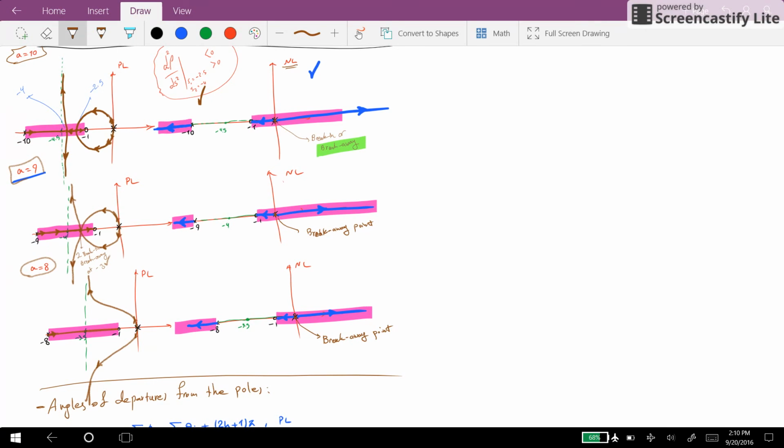And you can see that depending on the location of the third pole, we have quite different results. Here we have a equal to 10, in which we had one breakaway and one break-in point close to each other. This is for a equal to 9, and here we don't have any break-in or breakaway point other than the one at the origin. And you see that the behavior, especially around -4 on the real axis, is quite different.